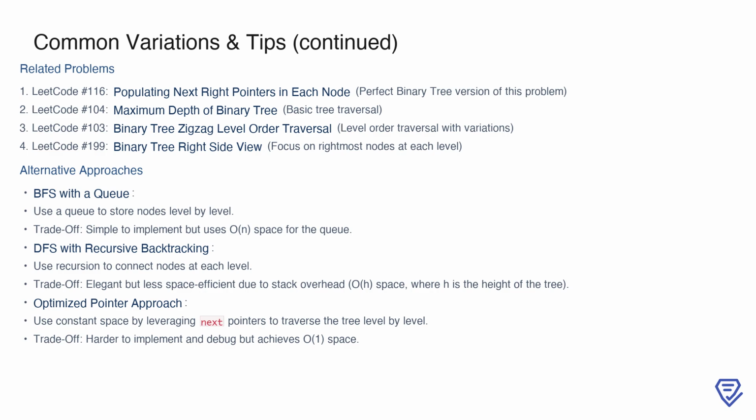If you're exploring alternative approaches, you could use a BFS approach with a queue to store nodes level by level. While straightforward, this uses O(n) space for the queue. Another option is DFS with recursive backtracking, which can be elegant but has O(h) space complexity due to the recursion stack, where h is the height of the tree. The most efficient solution uses the optimized pointer approach, leveraging next pointers to traverse the tree level by level with O(1) space. While this method is harder to implement and debug, it's the most space-efficient solution to aim for.